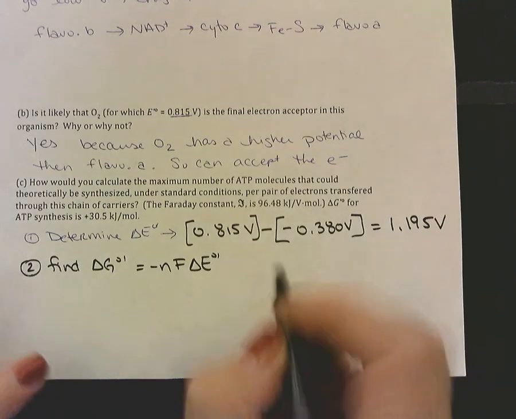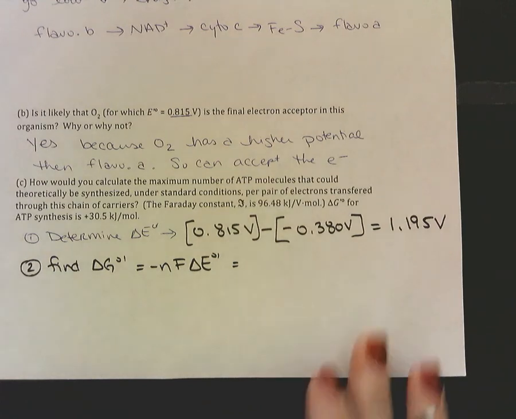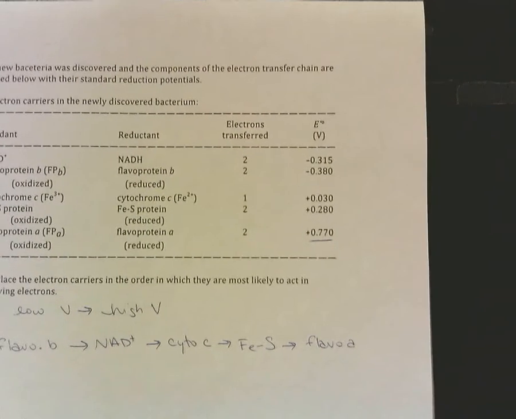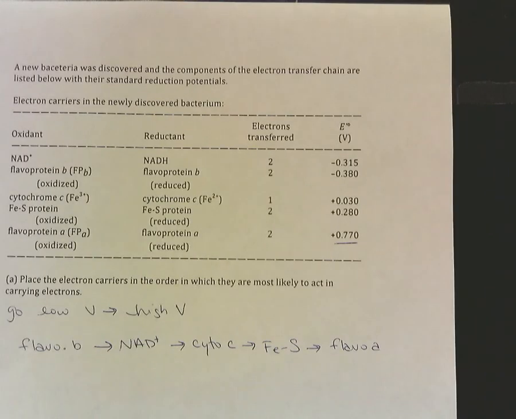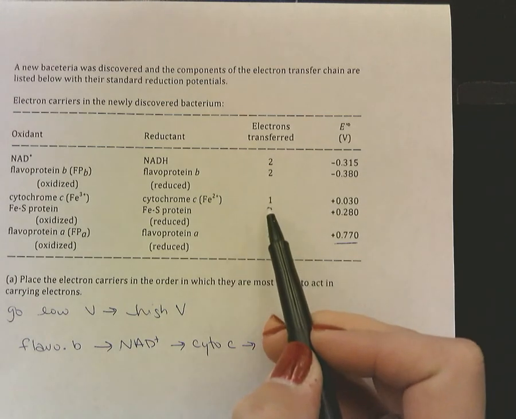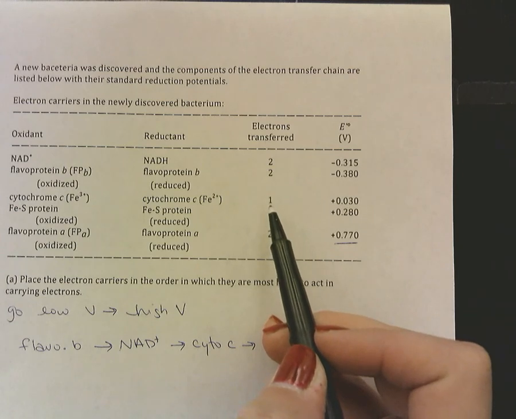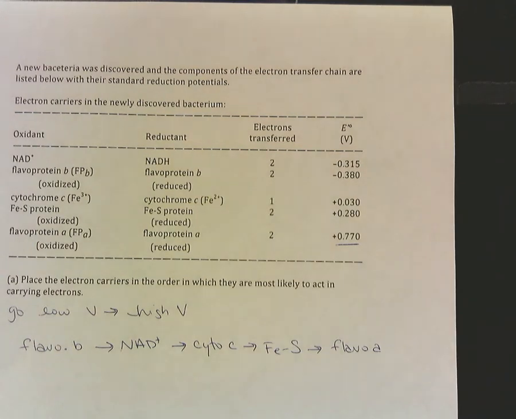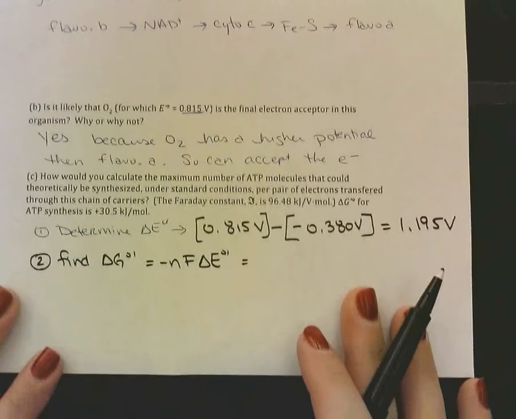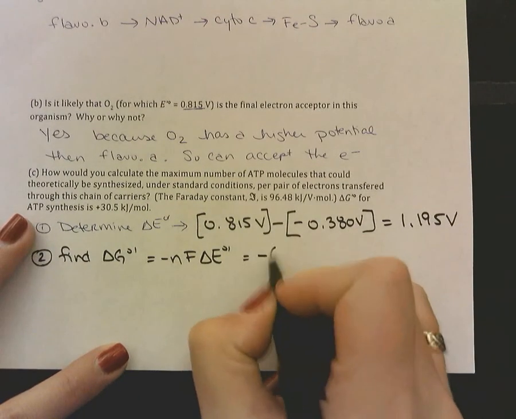All right, so what does N stand for? Number of electrons. So how many electrons are being transferred in general for each step? 2. Why does the cytochrome C only seem to have 1? It does it twice. It can only do 1 at a time, and it does it twice overall, so it's part of the Q cycle, which we'll go over in a second again. So cytochrome C can only do 1 at a time, but it'll do the whole thing twice. So N should be 2.